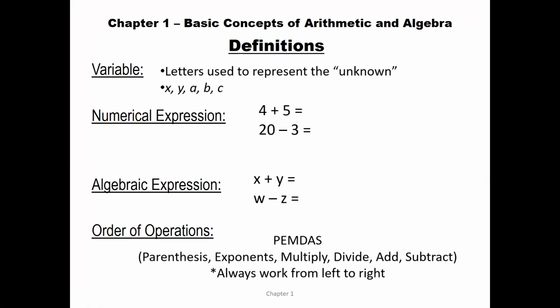And order of operations is the way we actually solve problems. We'll go through some slides on that in a little bit. We use the acronym PEMDAS, and that really stands for Please Excuse My Dear Aunt Sally. We do operations within parentheses, that's the P. Then we do the exponential terms, that's the E. Then we multiply and divide, that's the MD, and then add and subtract, that's the AS. And we always work from left to right.